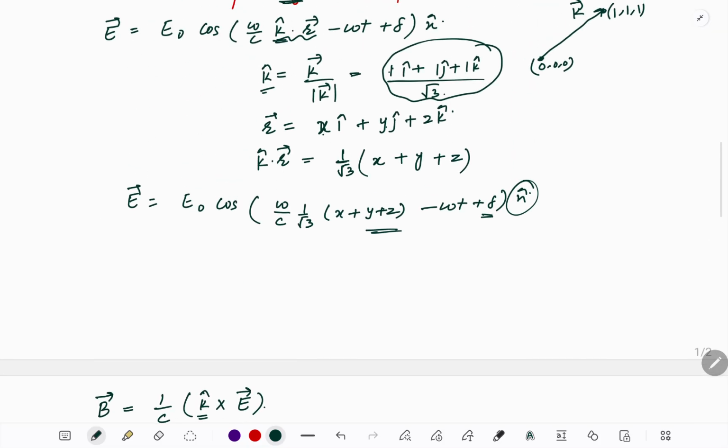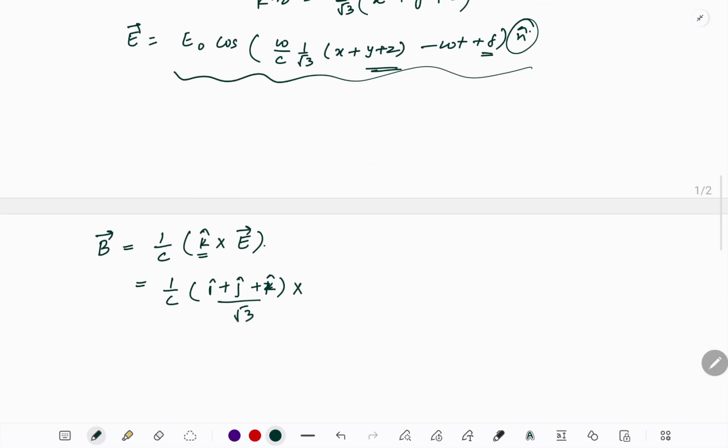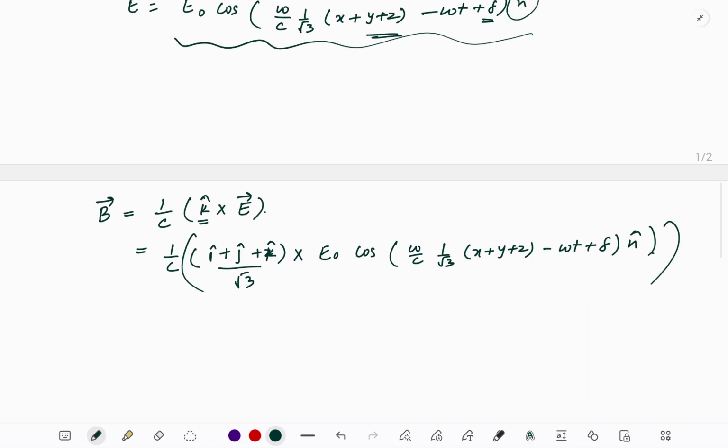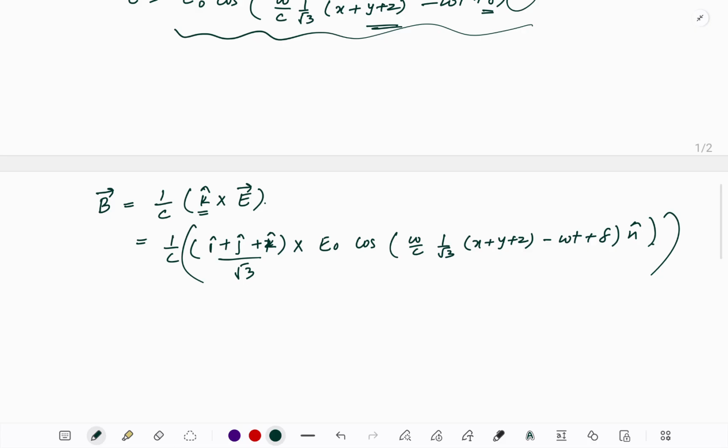And electric field we already calculated: E naught cos of (omega by c times 1 over root 3 (x + y + z) minus omega t plus delta) n cap. So this whole thing gives the magnetic field. I hope you understand the idea. The idea is very simple actually. Or you can use a very different formula as well.